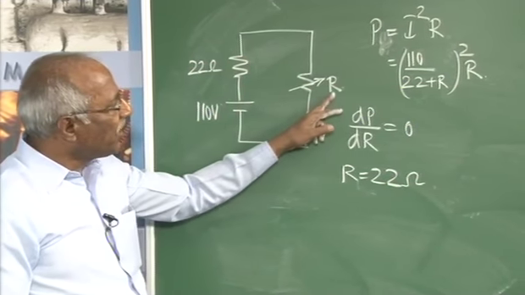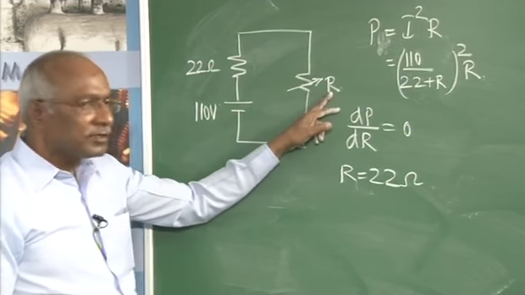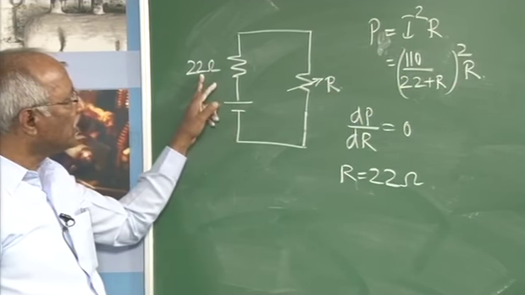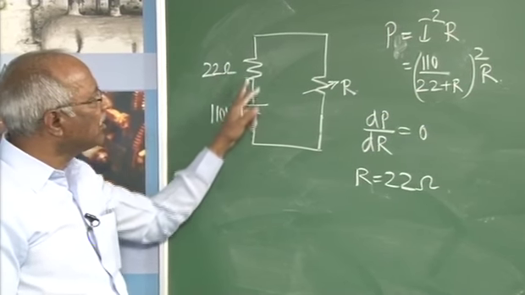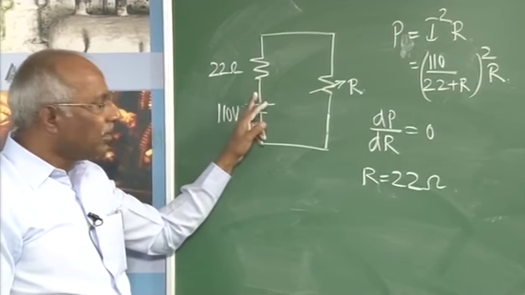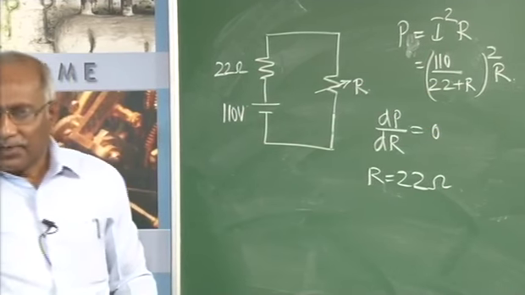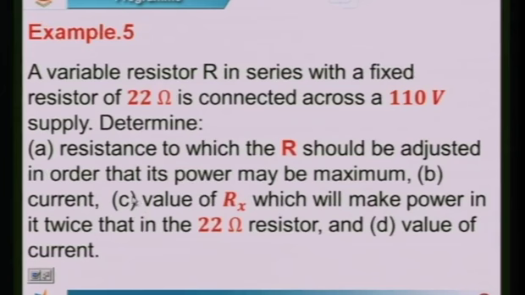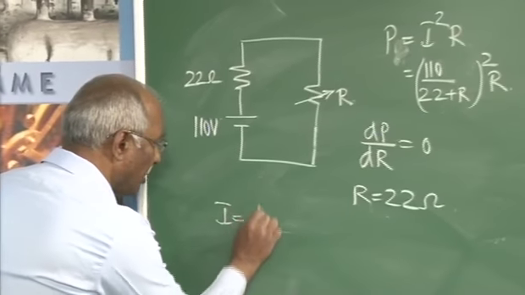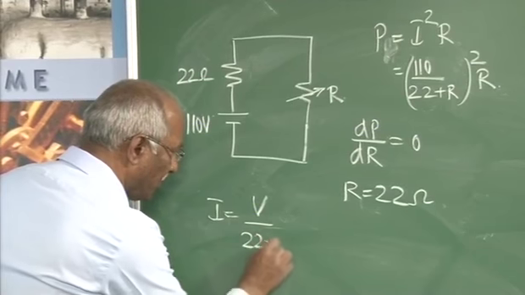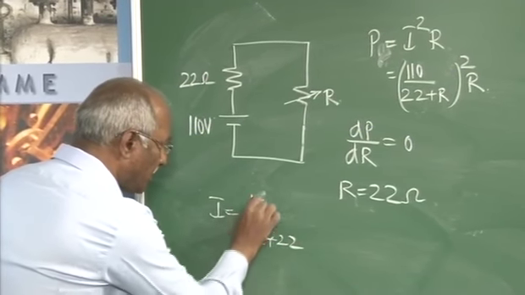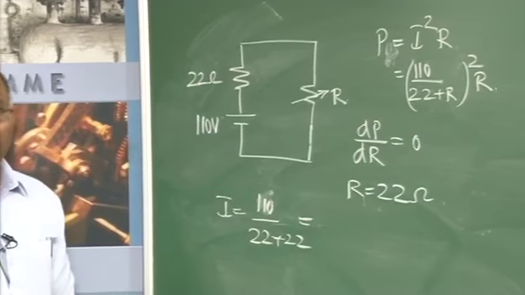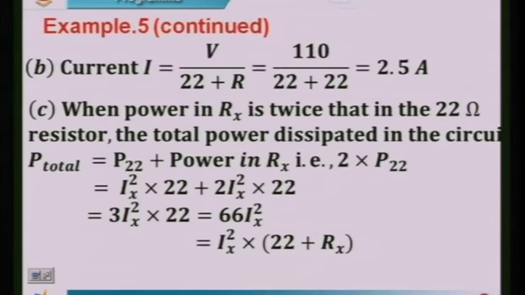So, the power will be maximum when the external resistance connected to the source is equal to the 22 ohm resistance here, or generally the internal resistance of the battery. So, that is the first one, the resistance to which R should be adjusted in order that its power may be maximum. B, the current. I is obviously equal to V by 22 plus 22, that is 110 divided by 44. The current comes to 2.5 amperes.